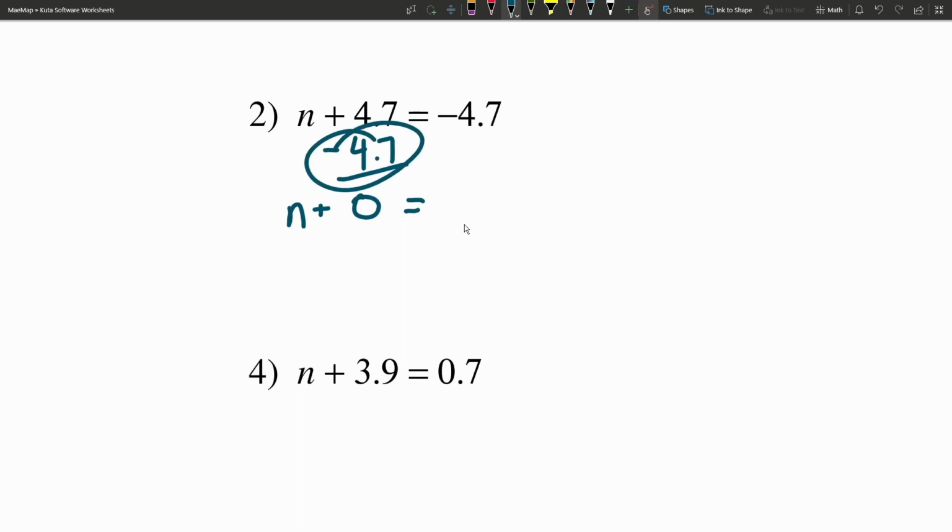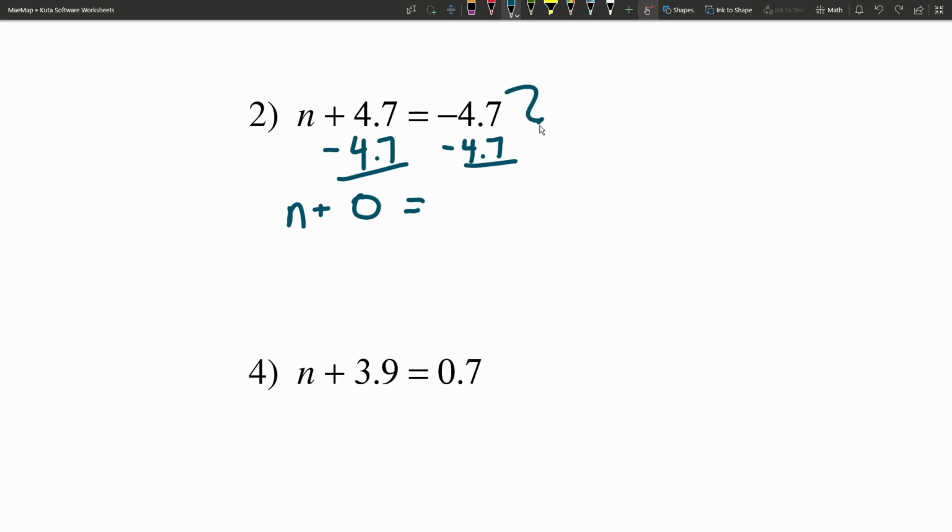But remember, what we do to the left-hand side, we must do to the right-hand side, and vice versa. Whatever we do to the right, we do to the left, because this is the equation, and we need everything the same on both sides. Negative 4.7 minus another 4.7, well, a negative minus a negative, we're going to combine those negatives and go further into the negatives. So I know that 7 and 7 make 14, or 7/10 and 7/10 make 1.4.